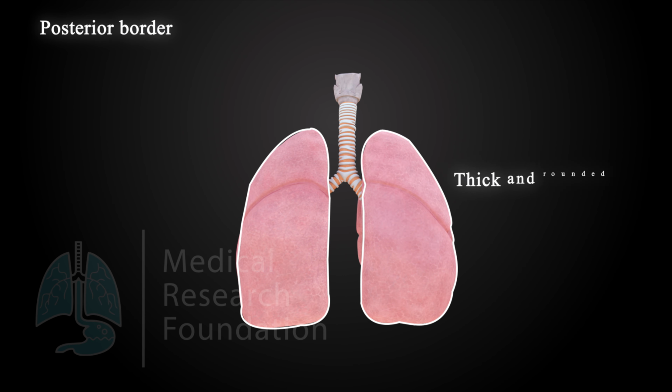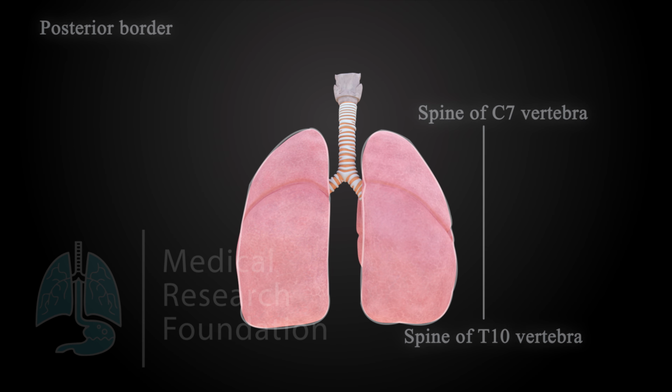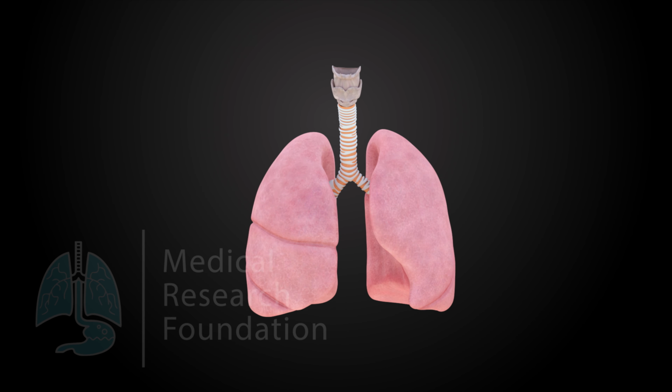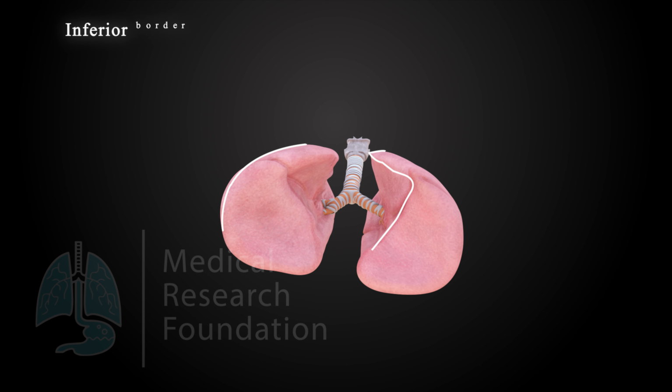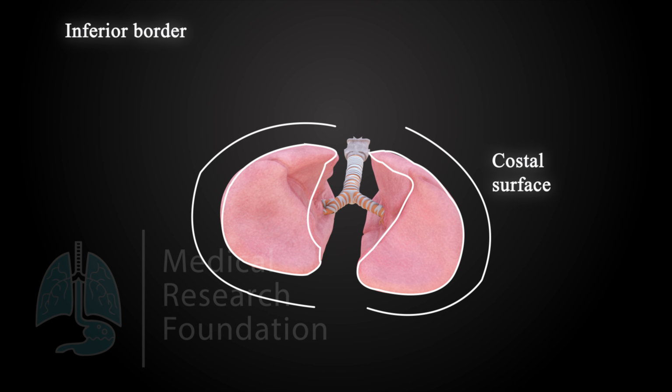Posterior border. It is thick and rounded. It extends from spine of C7 vertebra to the spine of T10 vertebra. Inferior border. It is semilunar in shape and separates the costal and medial surfaces.